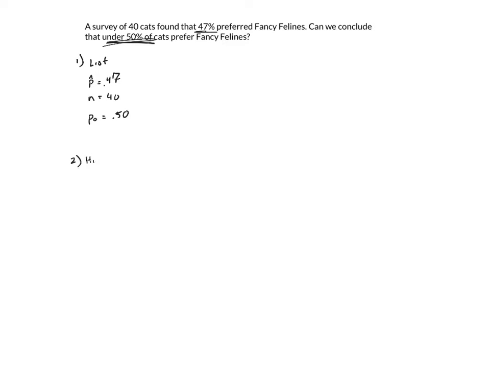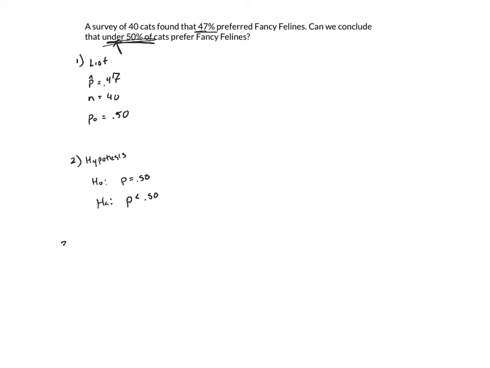Step 2 is my hypothesis. When I list my hypothesis, I have two things. I have my null. I'm going to assume here that it's actually 50% of all cats that feel this way. And I'm going to try and prove something different. My HA, my alternative, is going to be P is less than 0.50. It's less than because it's under 50%.